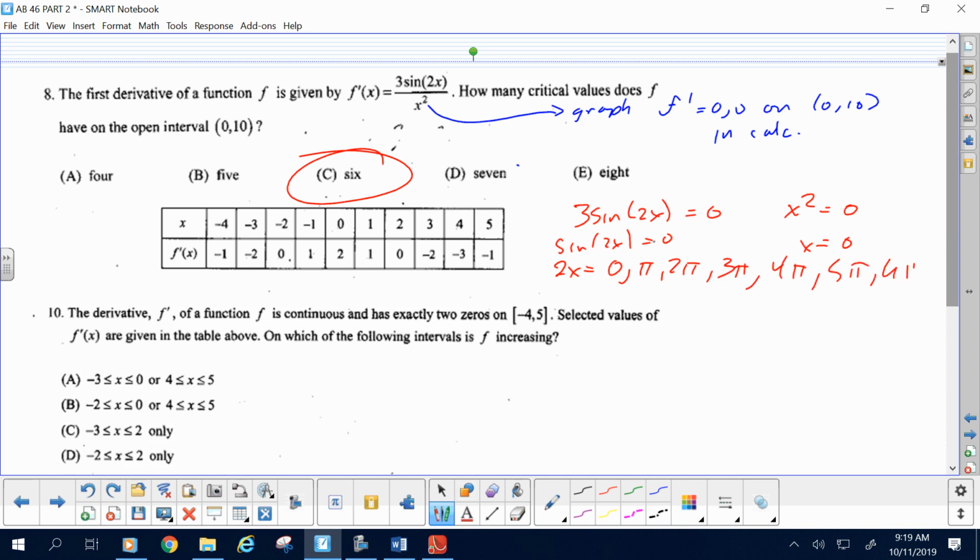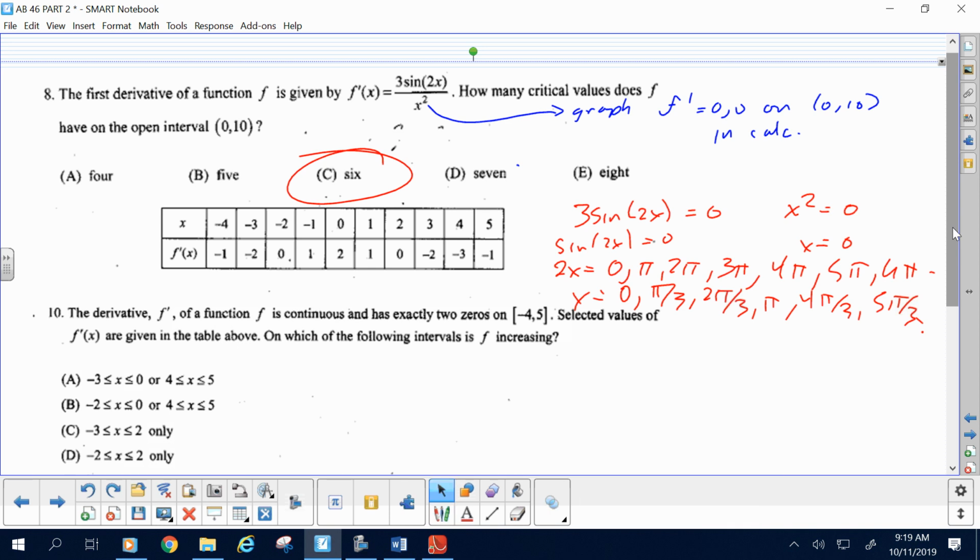and 6 pi, etc. So x is 0, that doesn't count, pi over 3, 2 pi over 3, pi, 4 pi over 3, 5 pi over 3. You keep going until you get to 10. You'd have to take some guesswork. When am I at 10? So that's a way you can do it analytically. Okay? 10, what'd you say? 2 zeros on negative 5, which is increasing.